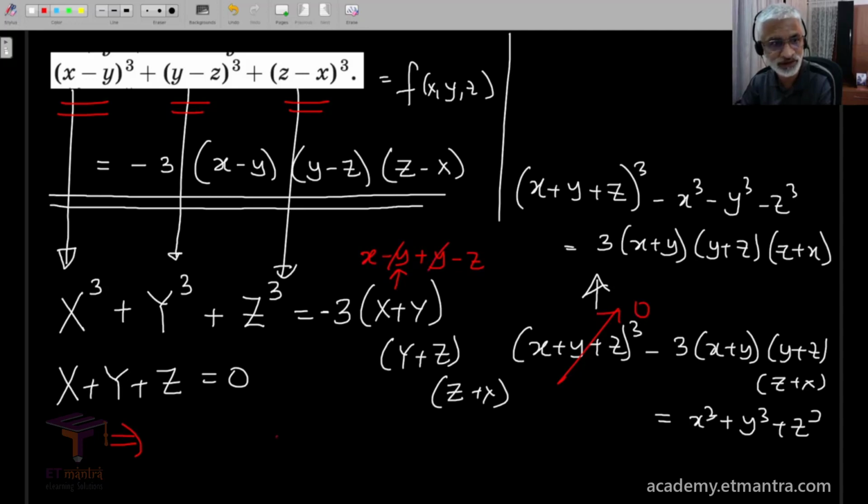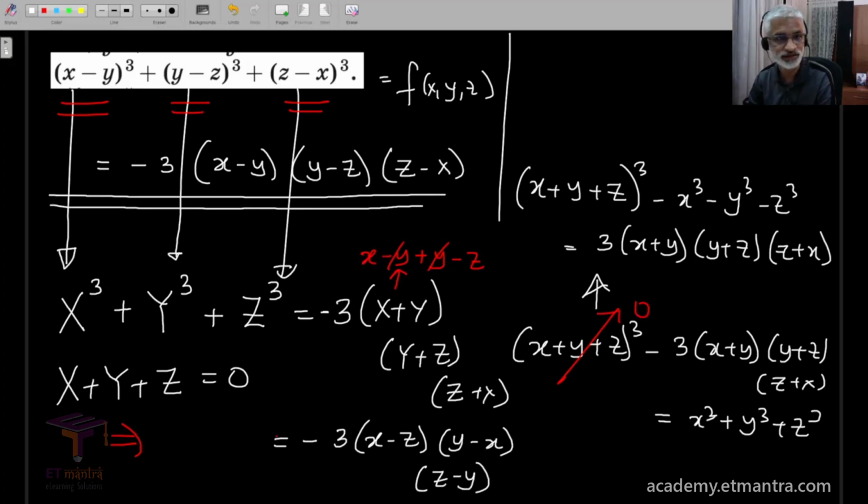So let me directly write down the final answer now. So this is equal to minus 3, mind you, into x minus z into what is y plus z. y plus z is y minus x, and that leaves you with the last factor, z plus x is z minus y. So this is the end of the problem, but I promised 2 more methods to deal with this problem. So let's get to the discussion of the other 2.